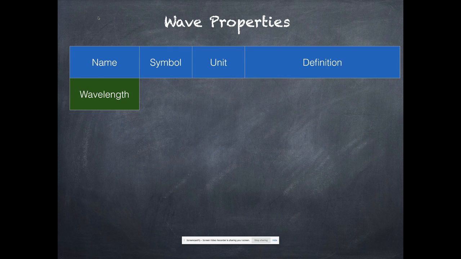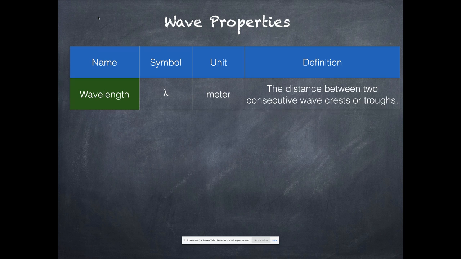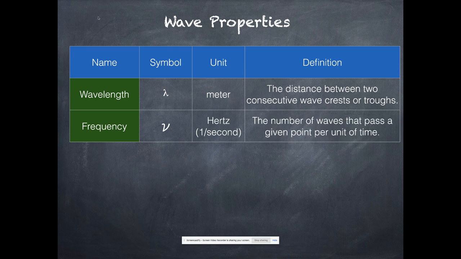We got a good table here to fill in. The symbol for wavelength is the Greek letter lambda. It is measured in meters, and it's the distance between two consecutive wave crests or troughs. Frequency is the Greek letter nu, measured in hertz, although I typically just write 1/s. And it's the number of waves that pass a given point per unit of time.